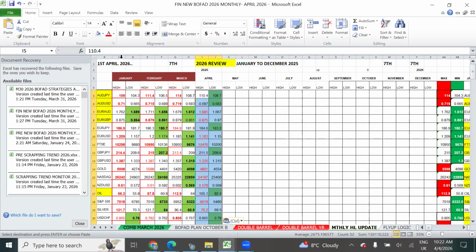So we have January, highest and lowest for January. We have February, we have March, and now we have April. So based on that, we are able to use this to monitor the direction of the market, whether the market is going upwards or is coming downwards. Okay, so that's the logic, and that's how the information is being used to identify the direction of the market. Okay, so that's that.